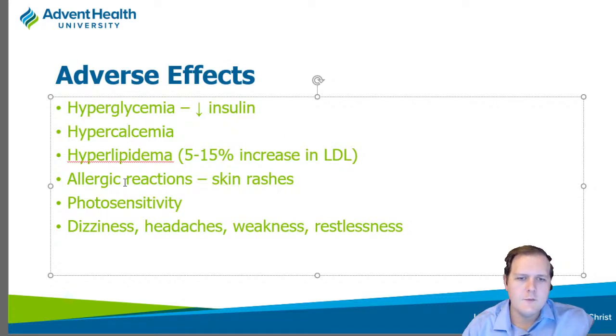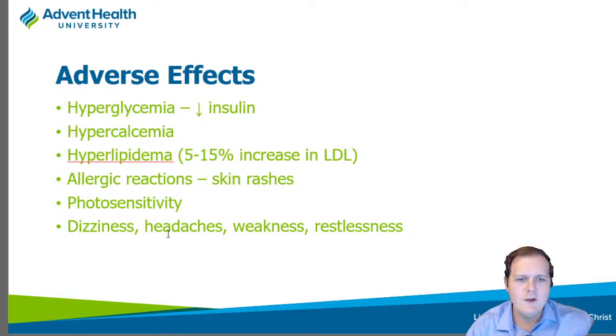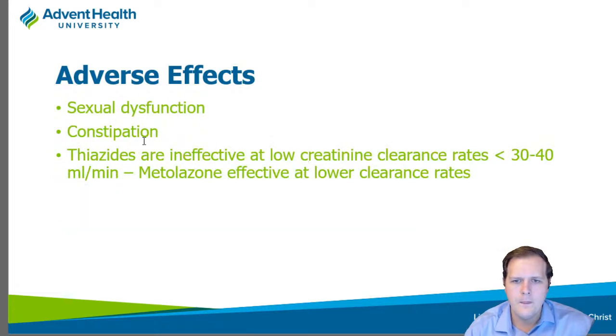Okay, some other things, you might see some photosensitivity. So again, make sure they're watching the sun-exposed areas if they're out there in the sun. And if you see things like dizziness, headaches, and weakness, that typically is a result of lower blood volume, right? Less blood volume means you're getting less blood flow to the head, which can lead to that. So any of these diuretics can do that as well.